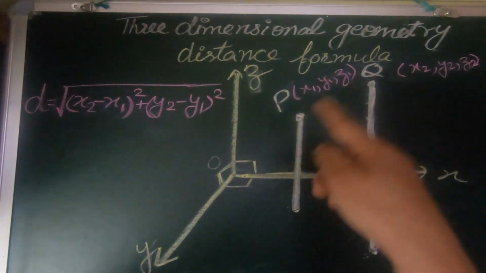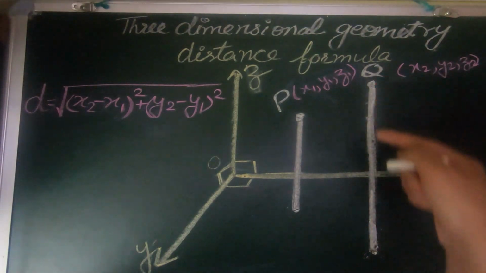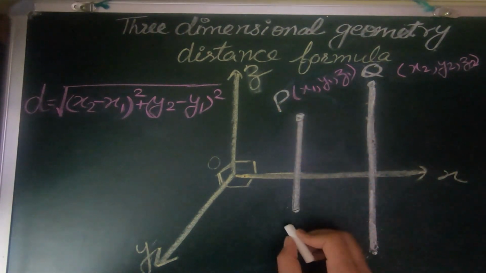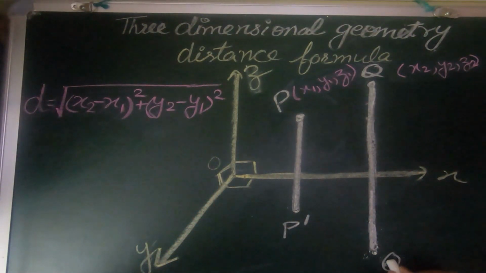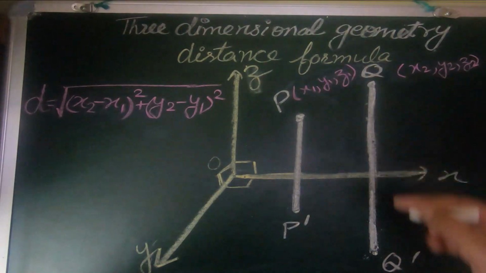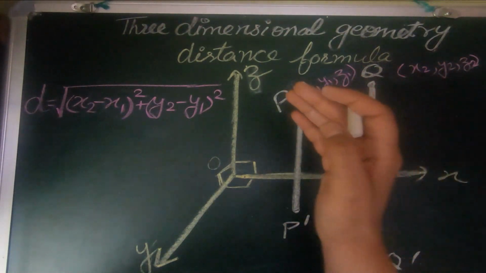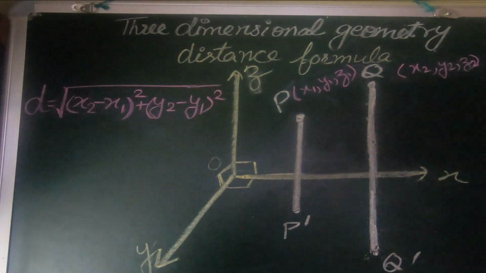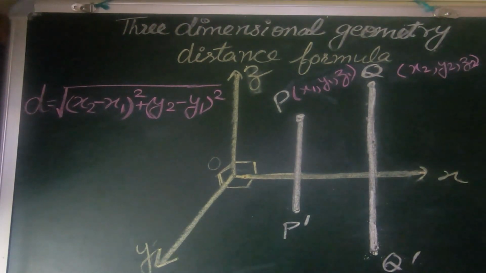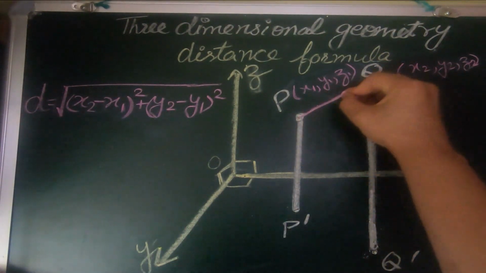This is the first octant, and P and Q are the points in the first octant. I've drawn the shadows of P and Q, P dash and Q dash, in the XY plane. I've drawn them so that you can visualize that P and Q are actually in the first octant. Okay, now let's proceed. We have to find the distance between these two points.